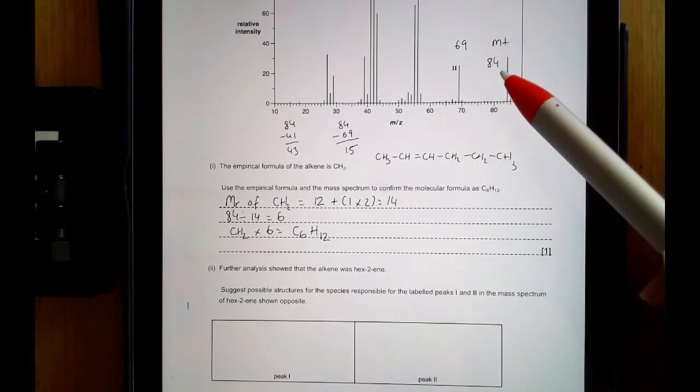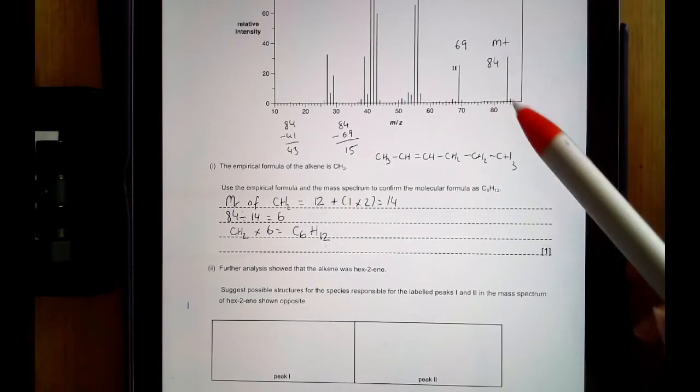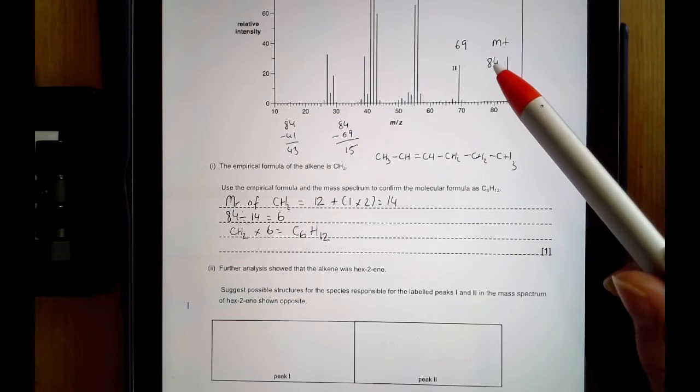And to do this, I go to my mass spec and I go to the highest peak. There's here at 84, that's my M+ peak. You've got a tiny little peak here at 85, and that'll be your M+1 peak. This is your molecular ion peak, so that tells me that the mass of the whole molecule is 84.